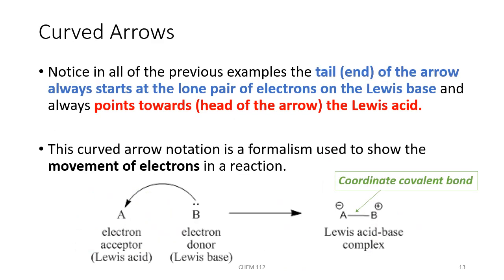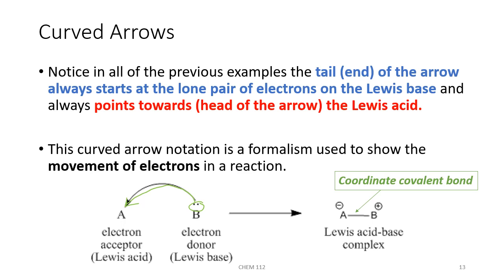I do want to point out that in all of the previous examples where we were showing our Lewis base donating electrons to our Lewis acid, the electrons always started at the Lewis base. So that was where we started our curvy arrow. This is a formal notation used to show the movement of electrons. So the arrow always starts at the tail where the electrons are, and they end or they point towards where the electrons are going. So we have our Lewis base here, and that's where the electrons are starting. So we start drawing our arrow there, and we point them towards the Lewis acid who is accepting those electrons.